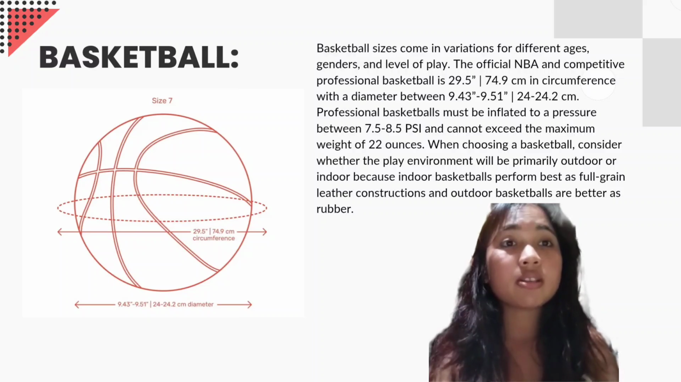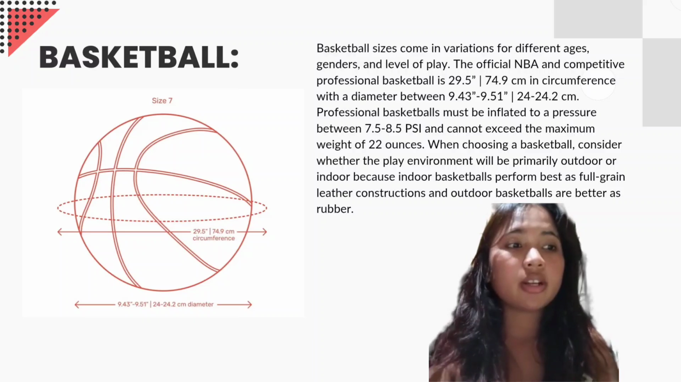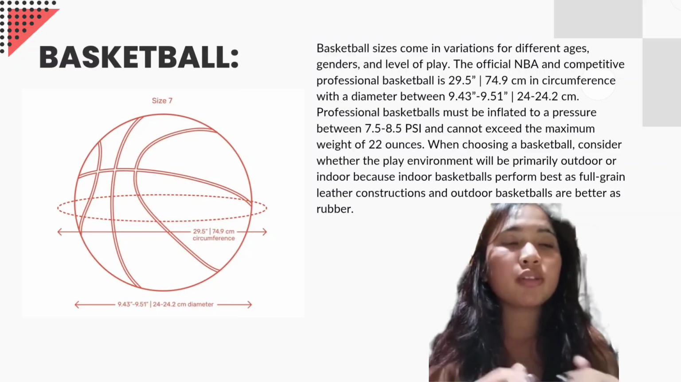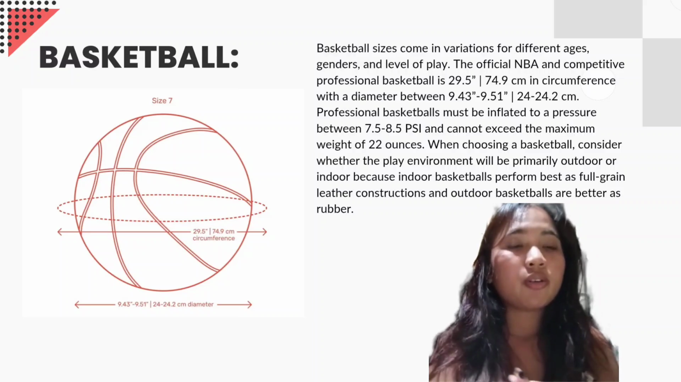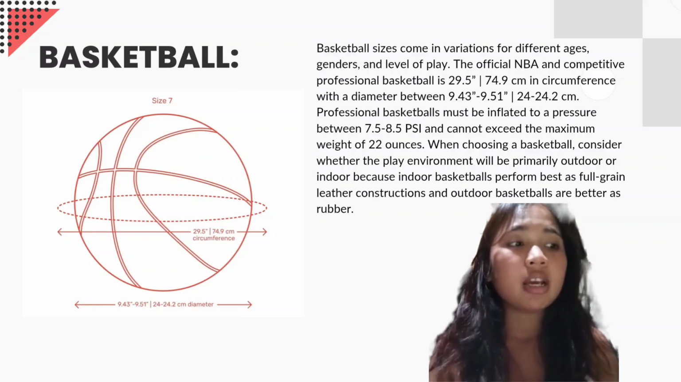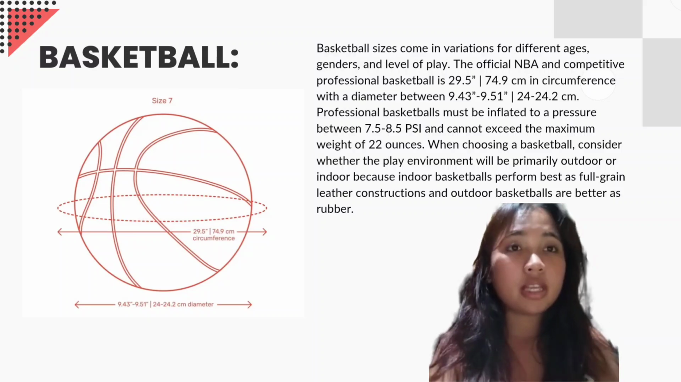The color of the ball is orange. So third is scoring. Scoring is when points are scored by throwing the ball through the hoop. Fourth is gameplay. In gameplay, players can move the ball by bouncing it, dribbling, passing it to a teammate, or shooting it. Last is winning. The team with the most points at the end of the game wins.